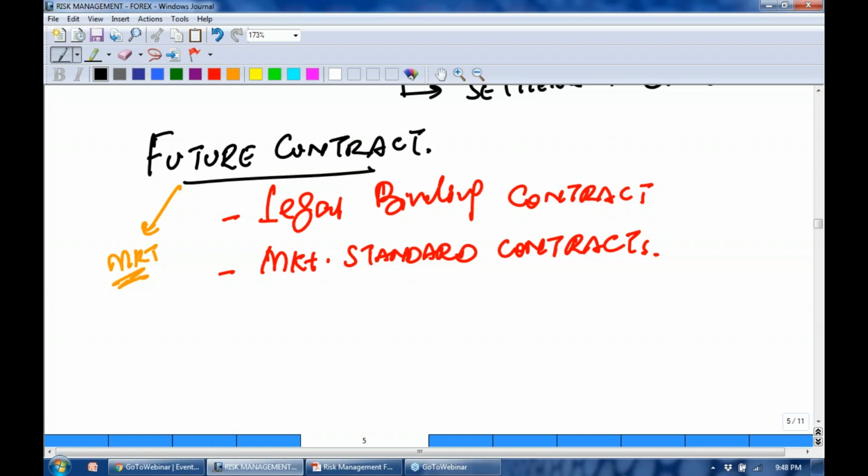So here the future contract is not customized but market standard. If we need to protect through a future contract, we have to accommodate our requirement with the market. What does that mean? A marketable standard contract is based on the nature of the currency.